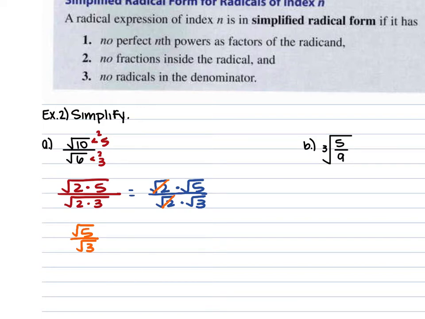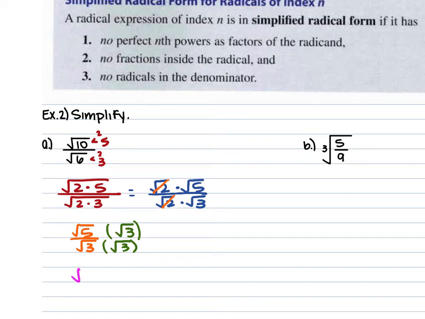The square root of 5 over the square root of 3. Your radical in the denominator is the square root of 3. Your index is 2, so you need to multiply it by itself a total of 2 times. So we're going to multiply the square root of 3 by the square root of 3 as well as the square root of 5 by the square root of 3.